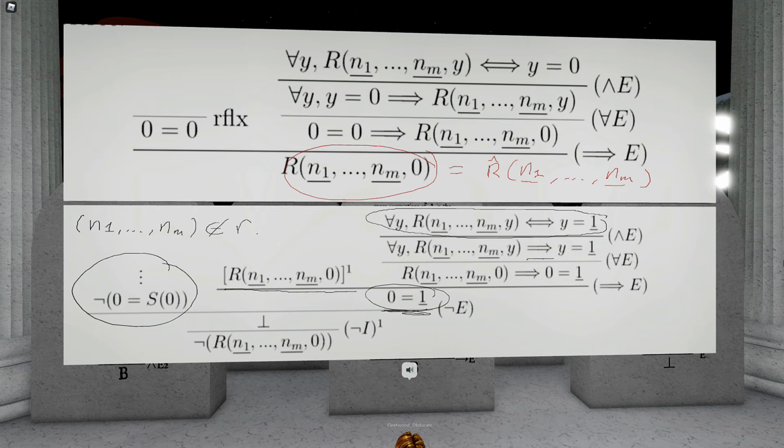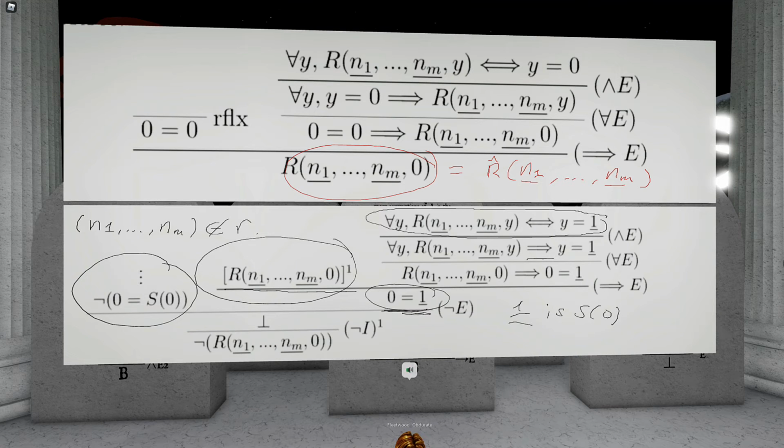Don't forget what one underline is. So one underline is the successor of 0. And so therefore we get negation elimination, we arrive at a contradiction, and then we can discharge the original hypothesis, which is this one up here, in order to show that this is not provable.